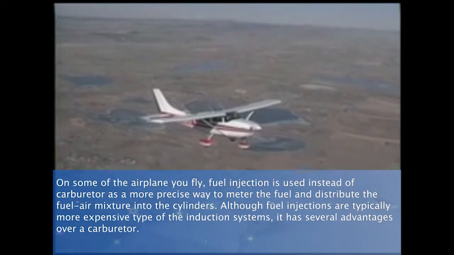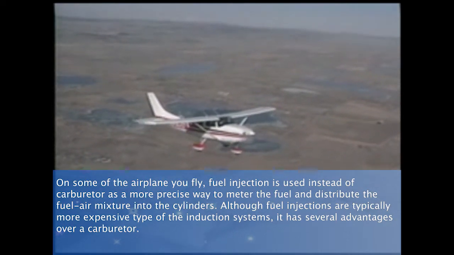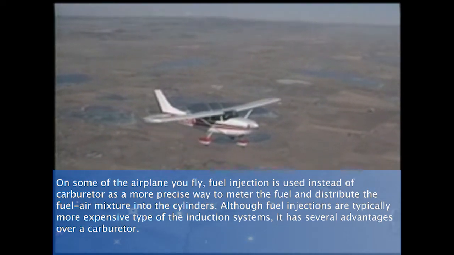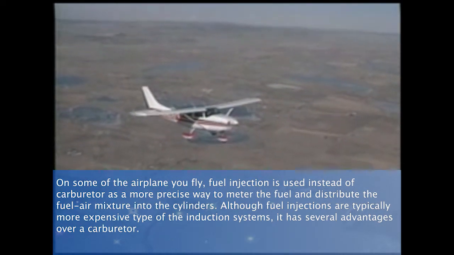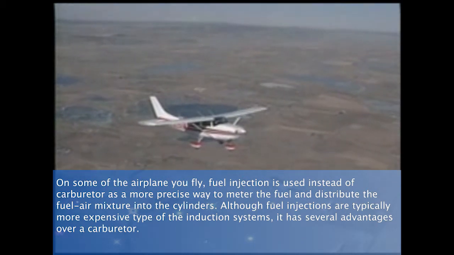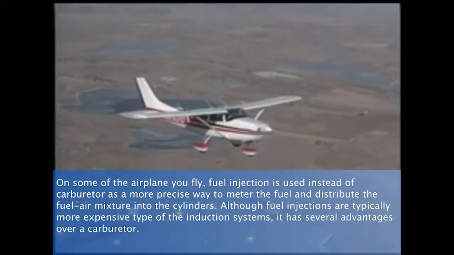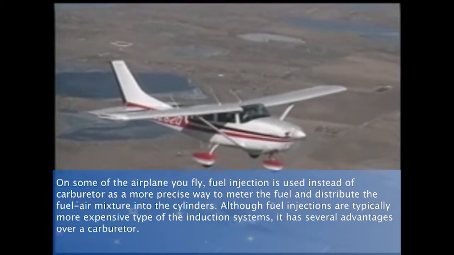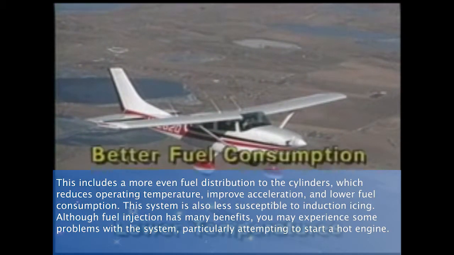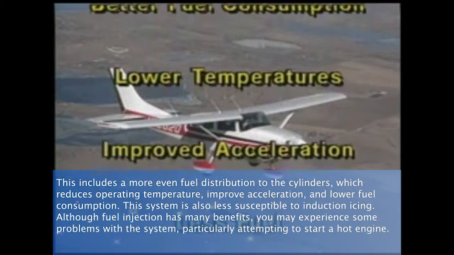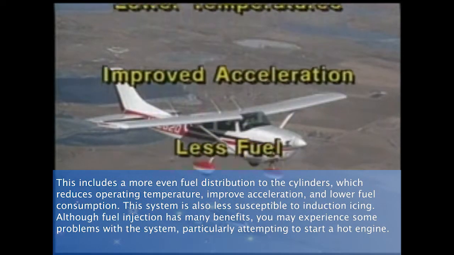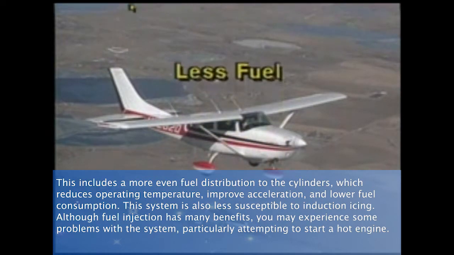On some of the airplanes that you'll fly, a fuel injection system is used instead of a carburetor as a more precise way to meter the fuel and distribute the fuel-air mixture to the cylinders. Although fuel injection is typically a more expensive type of induction system, it has several advantages over a carburetor. These include a more even fuel distribution to the cylinders, which reduces operating temperatures, improved acceleration, and lower fuel consumption. The system is also less susceptible to induction icing.